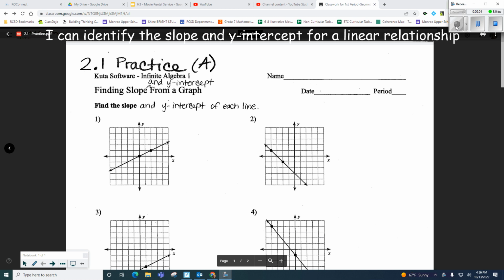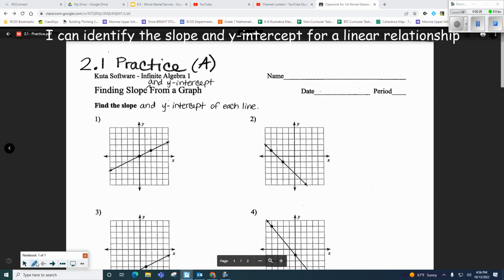The learning target is I can identify the slope and y-intercept for a linear relationship. And this is the 2.1 practice A. I did adjust the directions a little. This is finding the slope and y-intercept of each line. So I don't want you to just find the slope. I want you to also find the y-intercept.